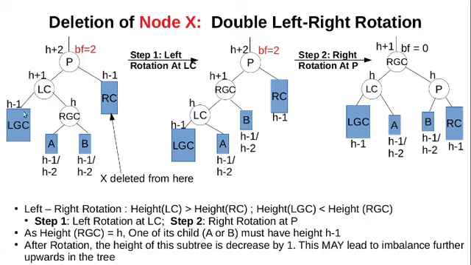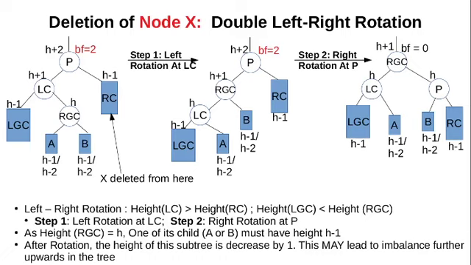As the height of RGC is h, one of its children, A or B, must have height h-1. The other child can have height h-1 or h-2 without causing a balance factor violation at RGC.